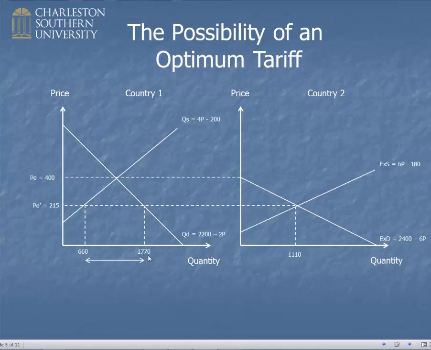That is, 1770 minus 660 should be 1110, because what's going on in this graph over here must be consistent with what's going on over here. Go ahead and work out the math and you will see that that's right.